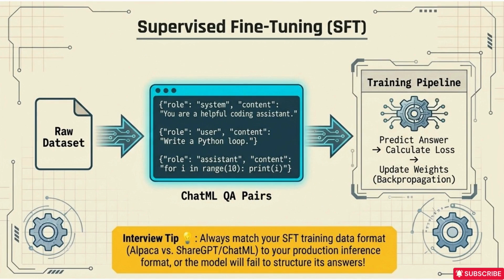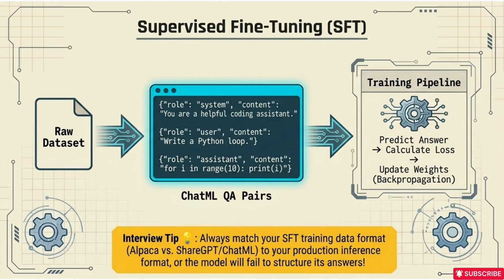Supervised Fine-Tuning, or SFT, is one of the most common starting points. In SFT, we provide examples of input and expected output. For example, we give the model a user question and a high-quality answer. The model learns to copy the pattern and produce similar answers in the future. This is very useful for chatbots, customer support assistants, coding assistants, and domain-specific Q&A systems.